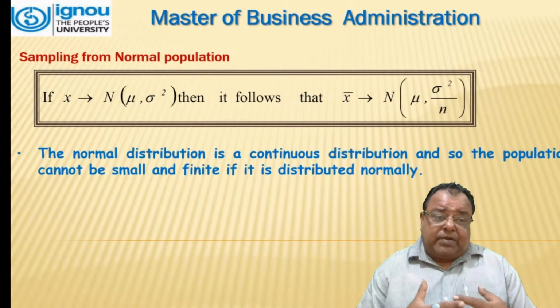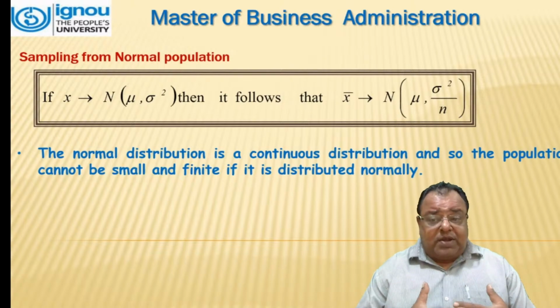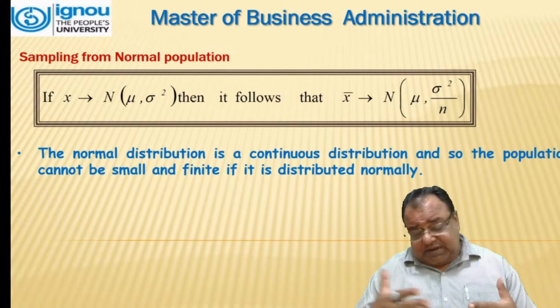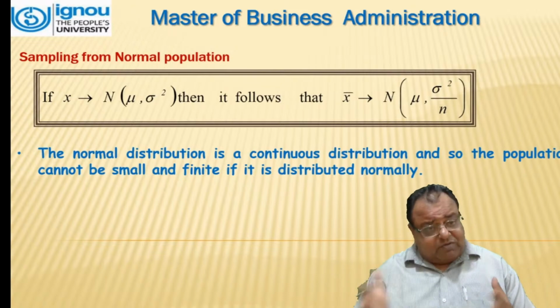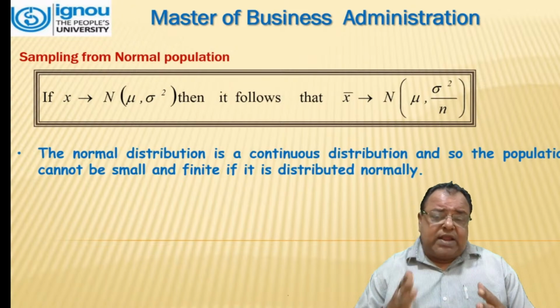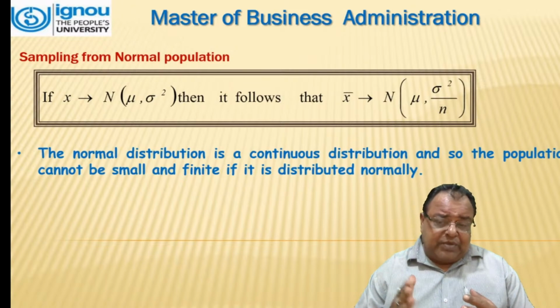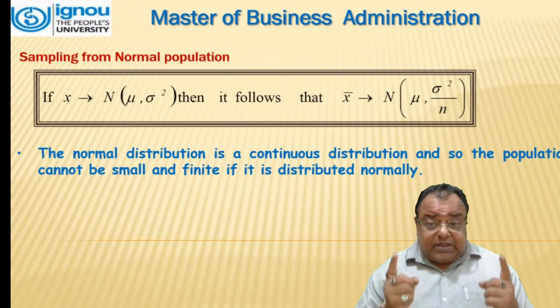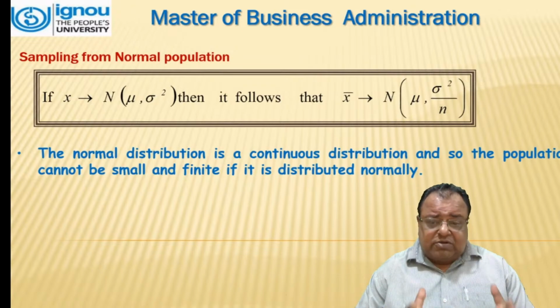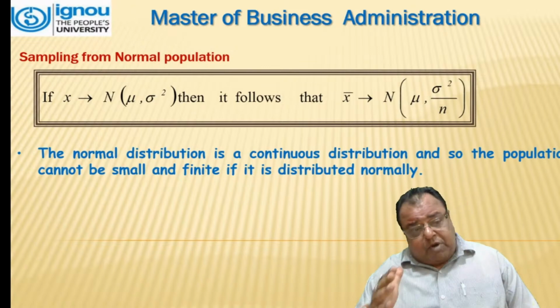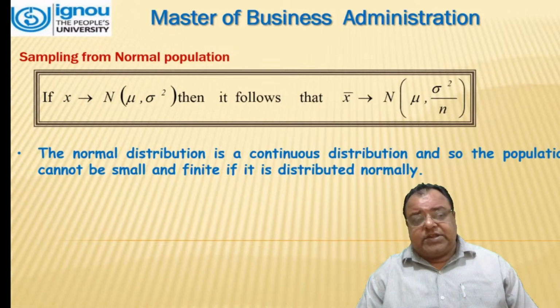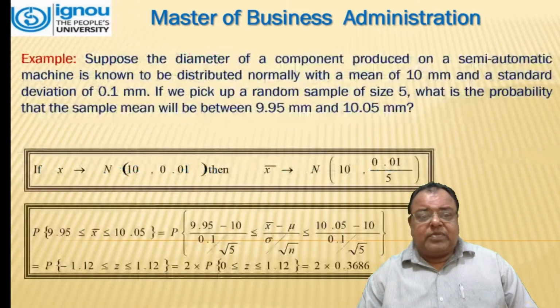Now, sampling from a normal population. If x follows a normal distribution with mean mu and variance sigma square, then x bar also follows a normal distribution with mean mu and variance sigma square upon n. This distribution is a continuous distribution, and so the population cannot be small and finite if it is distributed normally.